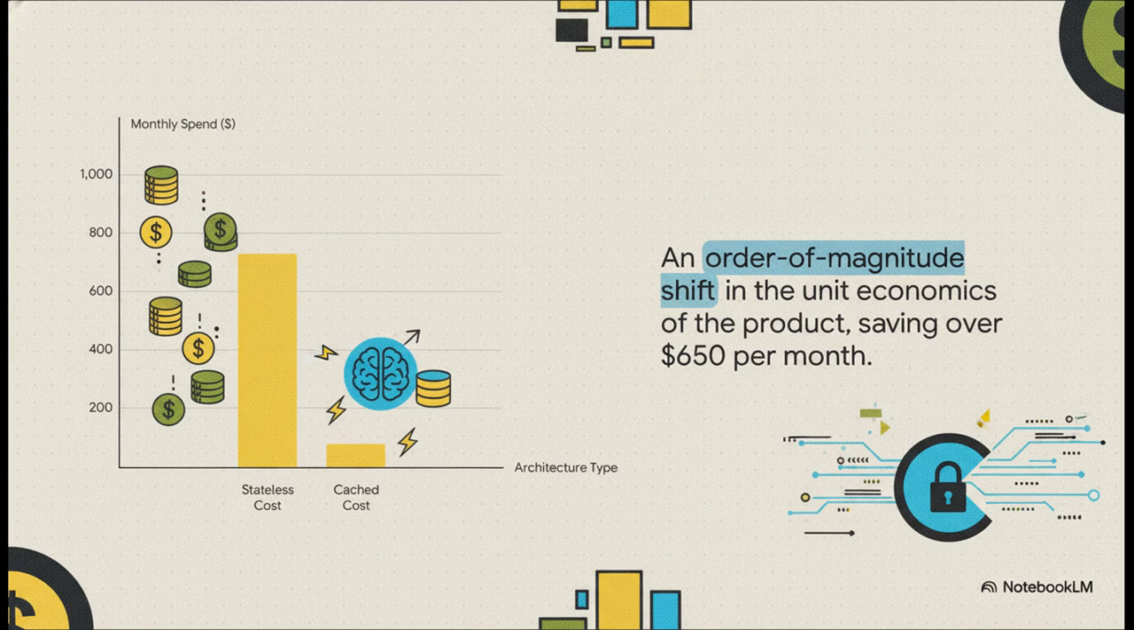Look at that chart. It's not a small optimization. It is an order of magnitude shift in the entire unit economics of your product. That's over $650 saved per month, completely transforming the business case overnight.